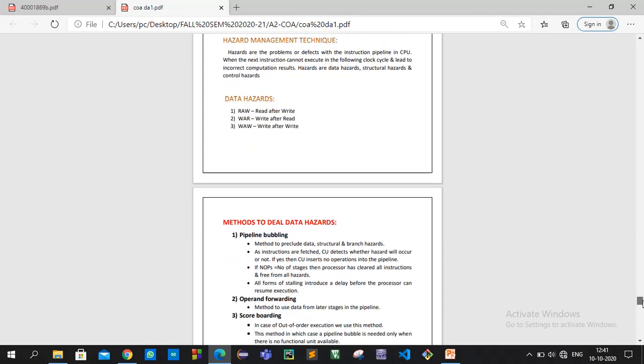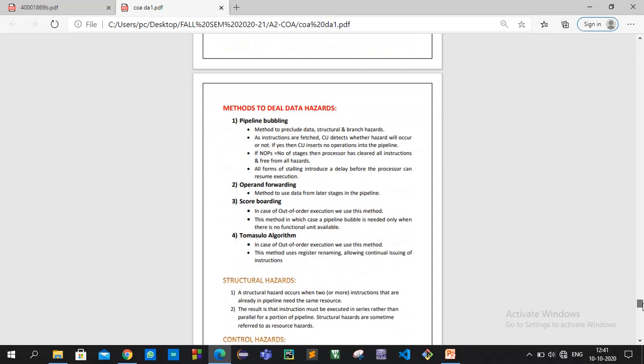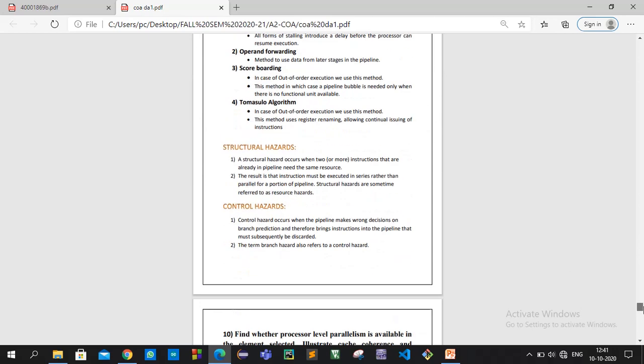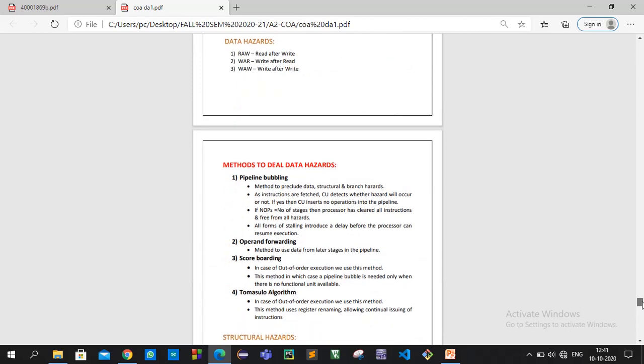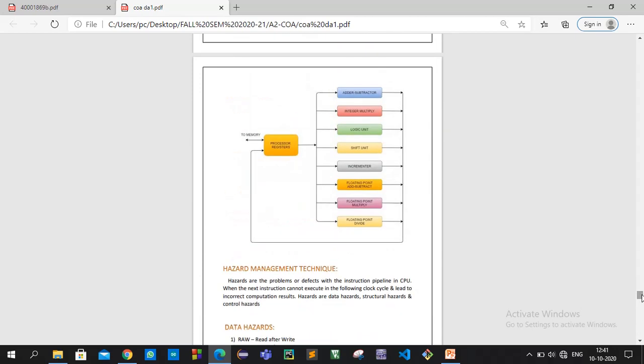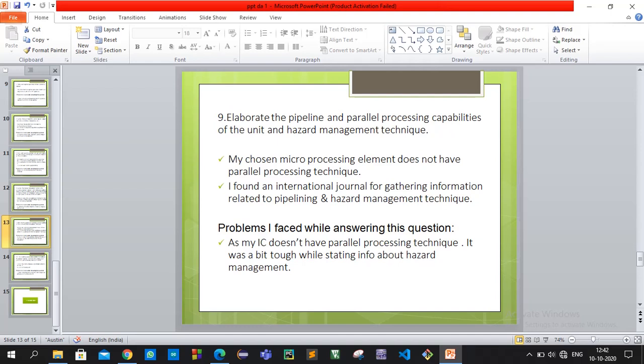And this is about hazard management techniques, different types of hazards, that is data hazards and methods to deal with data hazards, and these are structural hazards and control hazards. These are different types of hazards and methods to deal with them. The main problem I faced while answering this question is, as my IC does not have parallel processing, it was a bit tough while stating information about hazard management.